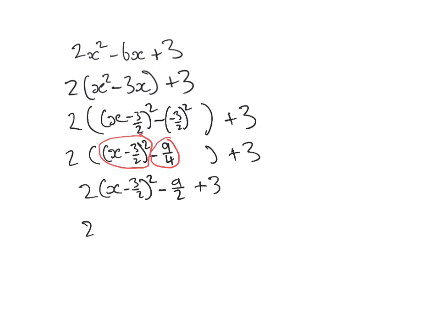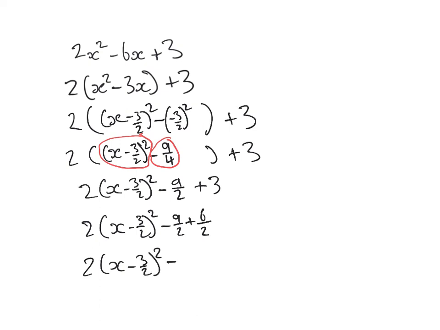So now we've just got to tidy that last bit up. Okay, so minus 9 over 2 plus 6 over 2, because that's what 3 is, which gives us 2 times (x minus 3 over 2) squared. So minus 9 over 2 plus 6 over 2 is minus 3 over 2. And that's the answer.